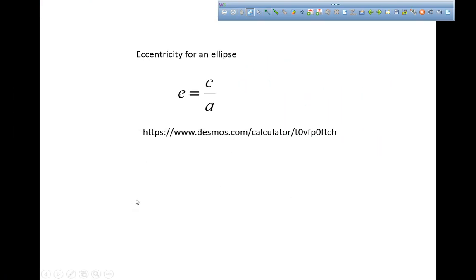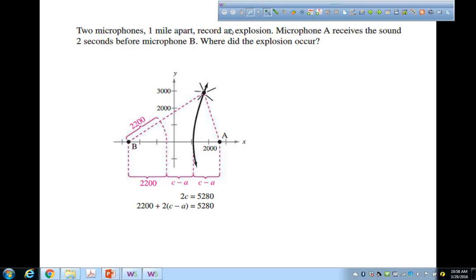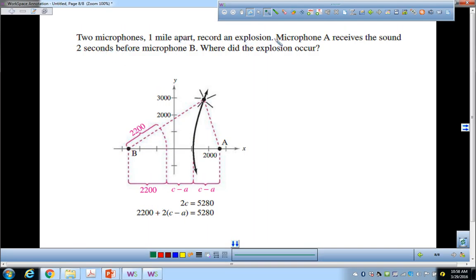And then they have this horrible problem that I always get. It's kind of weird, okay? But it says 2 microphones 1 mile apart record an explosion. So it's just trying to show you that there are some applications of this stuff. And sometimes they talk about it with lightning strikes and the speed of light. Here they use the speed of sound, okay? 2 microphones 1 mile apart record an explosion, microphone A receives the sound 2 seconds before microphone B. Where did the explosion occur?